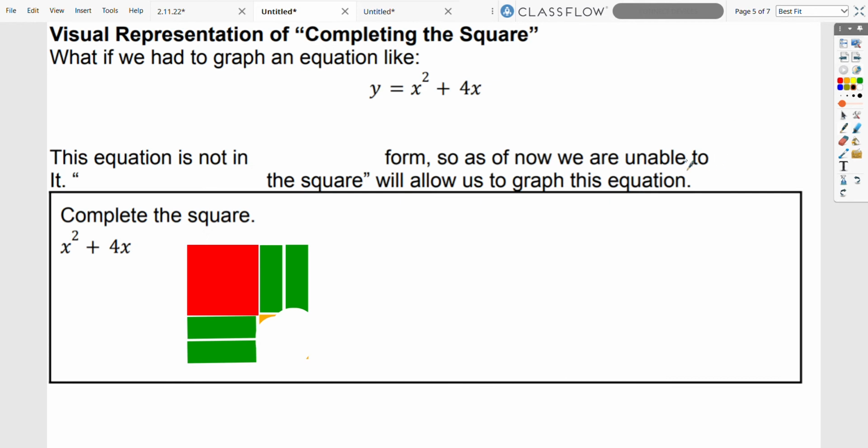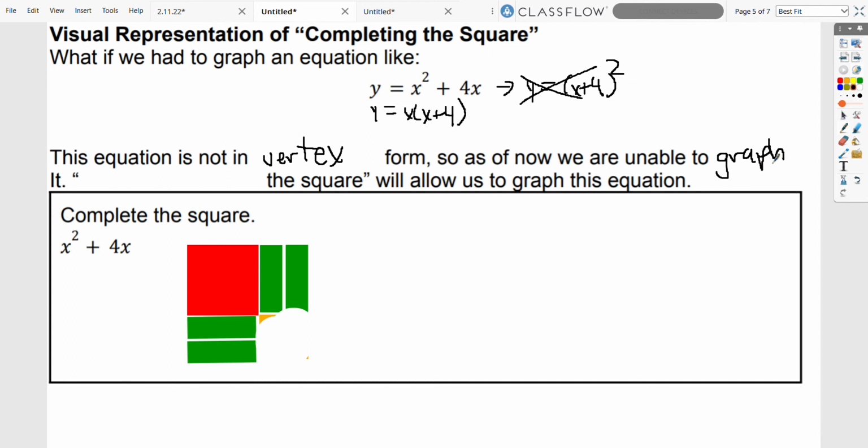What if we had to graph an equation like y equals x squared plus 4x? When we factor this, it just becomes y equals x times x plus 4. That doesn't help us get into vertex form; this does not convert to x plus 4 squared. So we have to graph this, but we can't. We don't have enough information. Since this equation is not in vertex form, as of now we are unable to find the vertex, and we're unable to graph it. Doing something called completing the square is going to allow us to graph something like this.